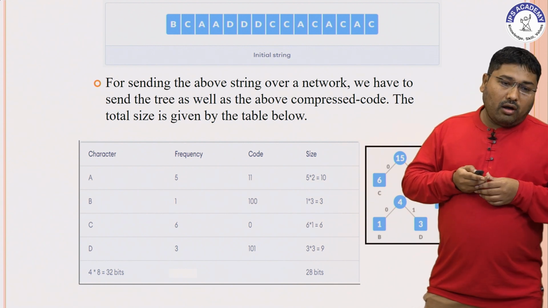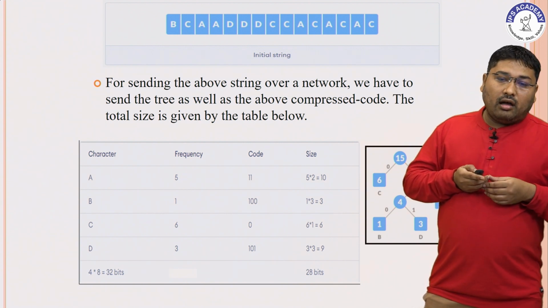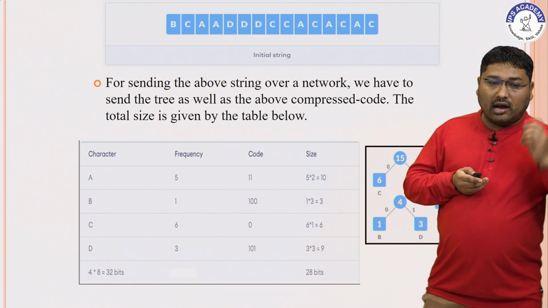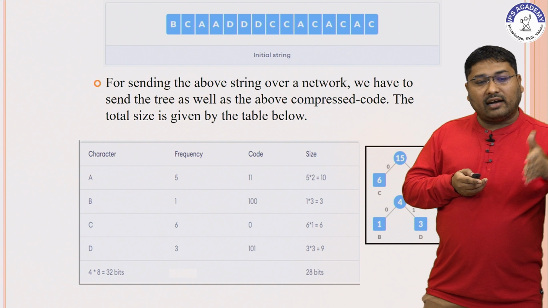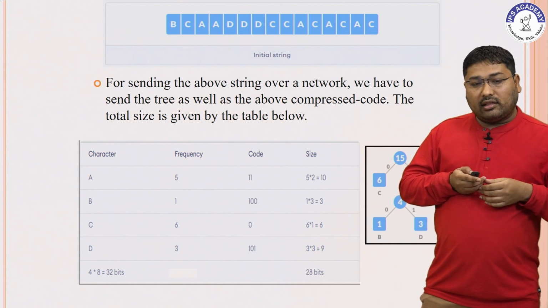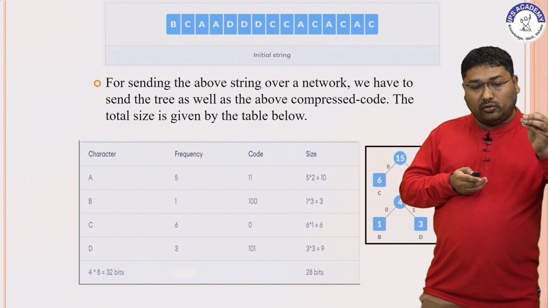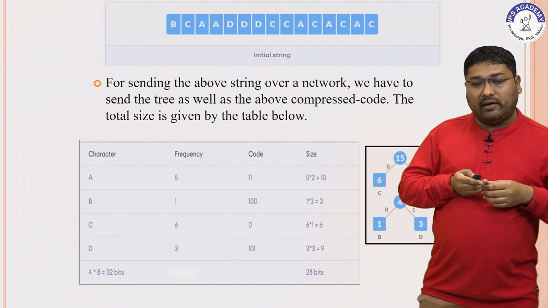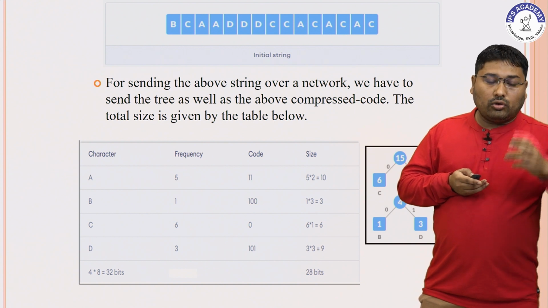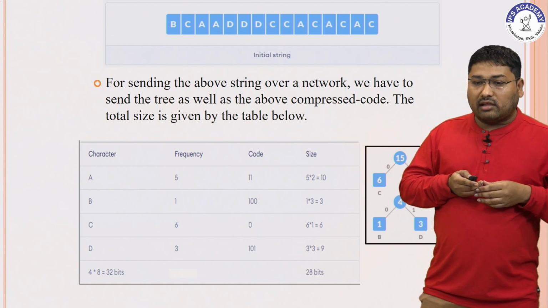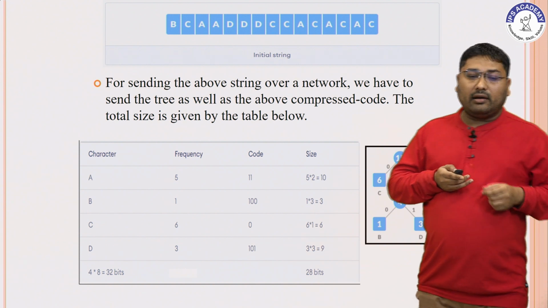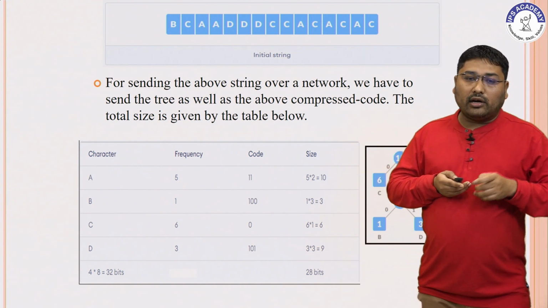Now, how can we send this tree over the network? The tree is transferred using the characters. So the characters A, B, C, D, 4 characters, are basically transferred according to their actual ASCII values. It means A has an ASCII value of 8 bits. So a total of 4 characters are transferred for the Huffman tree. So the total memory required is 8 into 4 equal to 32 bits.